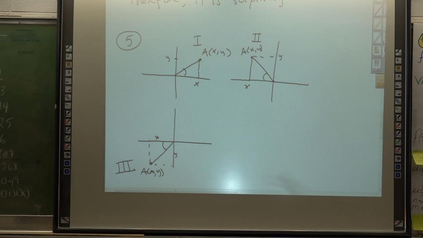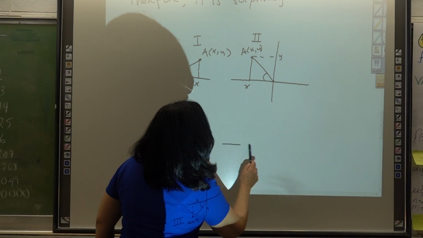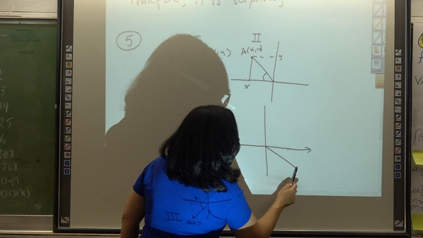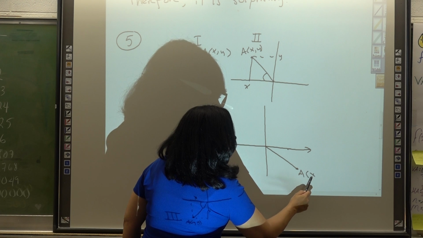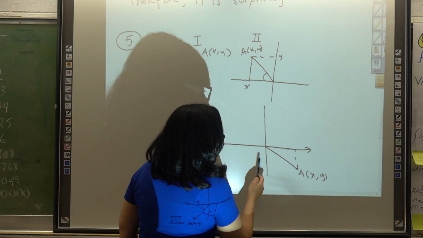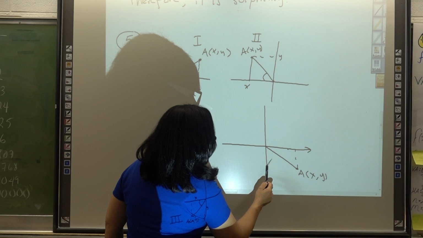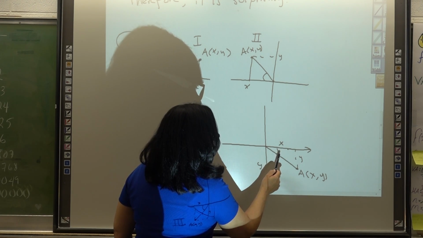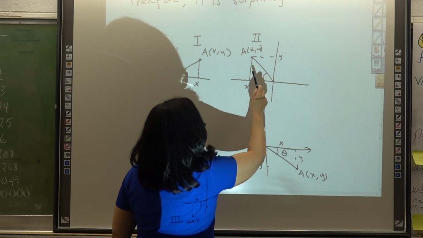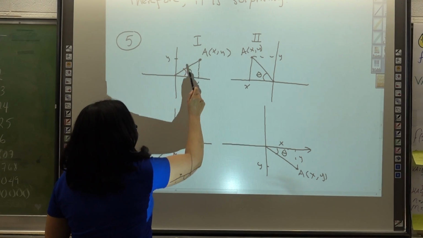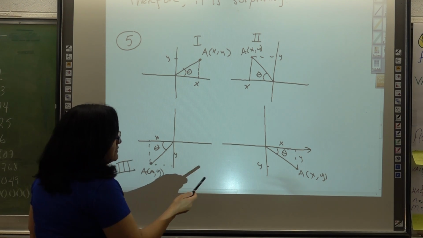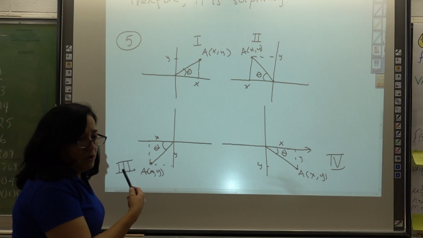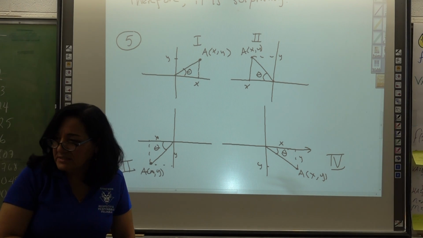Right? In the fourth one, we have, let's say this is A, x and y. In this case, x is positive and y is negative. And this is the angle, theta. This is theta in all these cases. This is going to be quadrant number 4. In quadrant number 4, the first coordinate is positive, the second one is negative.